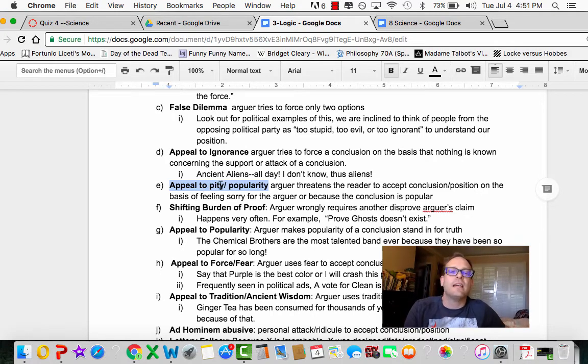Appeal to pity is very similar. You're trying to get someone to accept a conclusion on emotional grounds. So, for instance, suppose I'm rushing to work and I get a speeding ticket. And I say to the officer, oh my gosh, officer, please don't give me a ticket. My students have an exam today. I have three committee meetings, and I'm driving on a spare tire. Please, please don't do it.